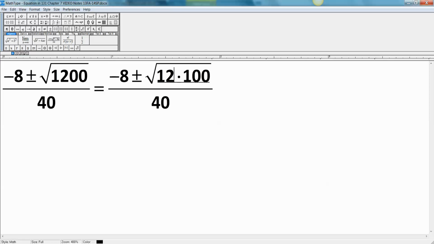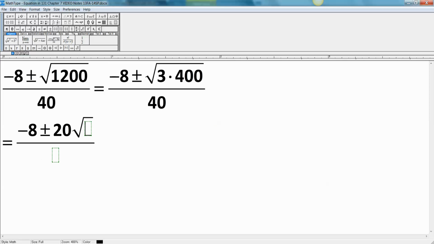4 goes into that, right? So why not take, instead of 1200, why not take 3 times 400? That would be even better, right? Go for the biggest perfect square you possibly can. So this is negative 8 plus or minus, square root of 400 is 20. So it's 20 square root of 3 over 40.